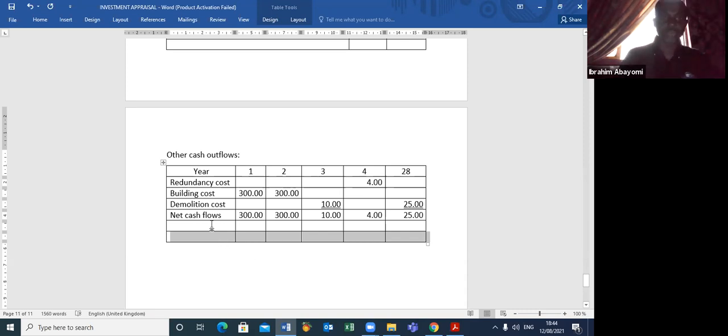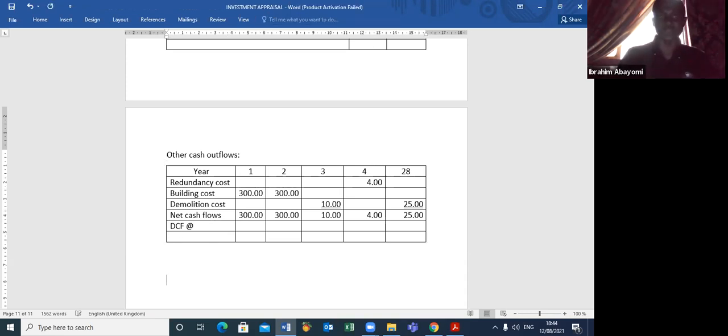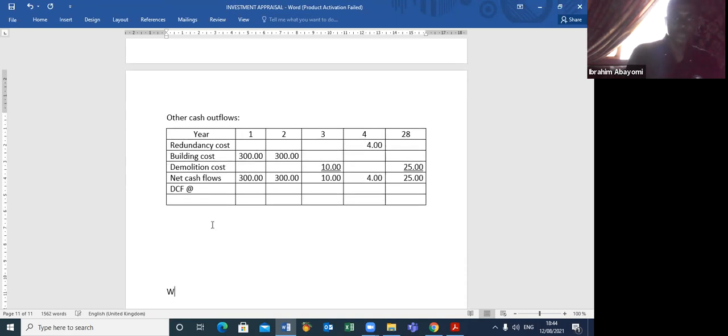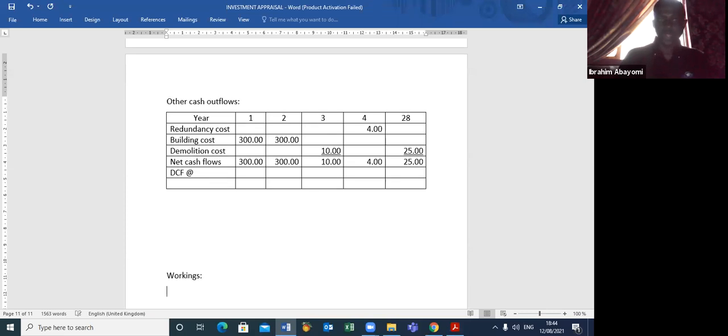Okay, so we also need the discount factor at 1% here now. Now we need to compute our cost of capital. Let me do that under workings. I will call it the weighted average cost of capital for gas, because I'm treating gas.